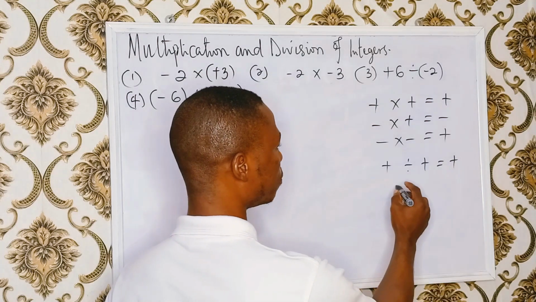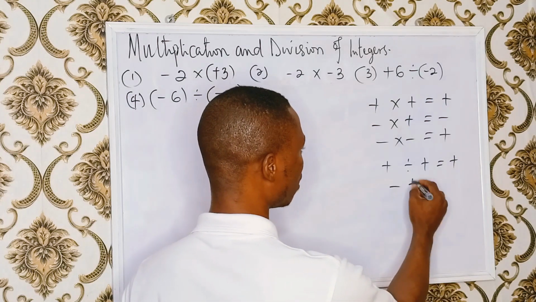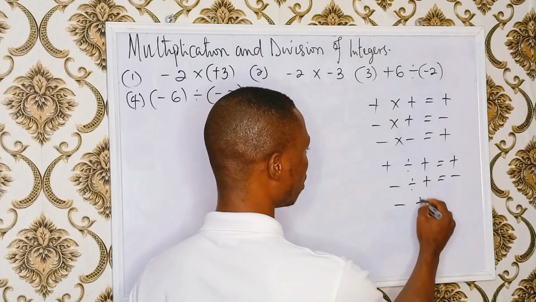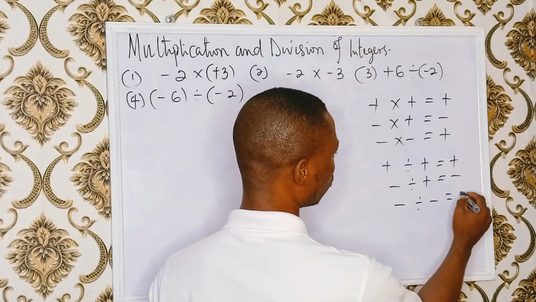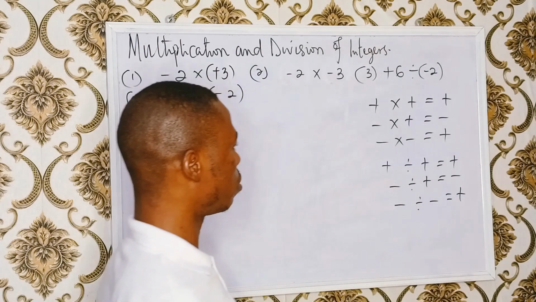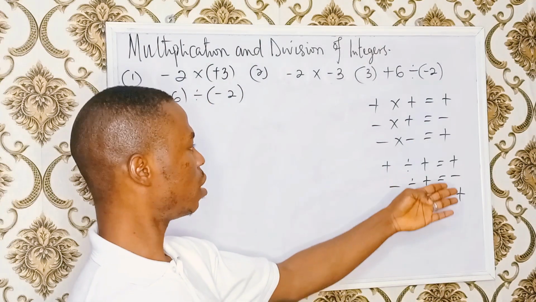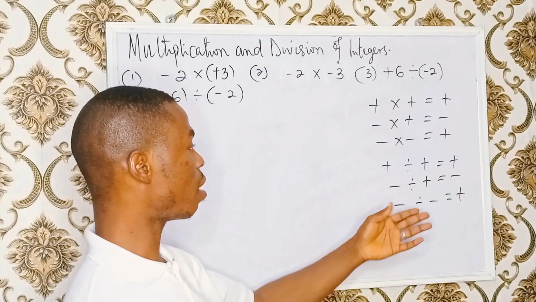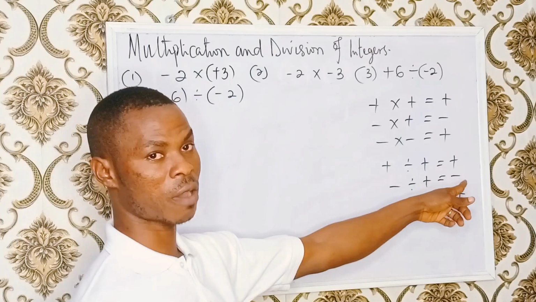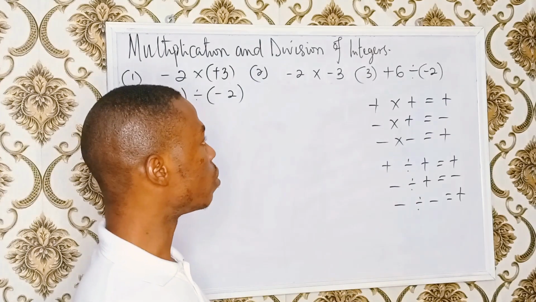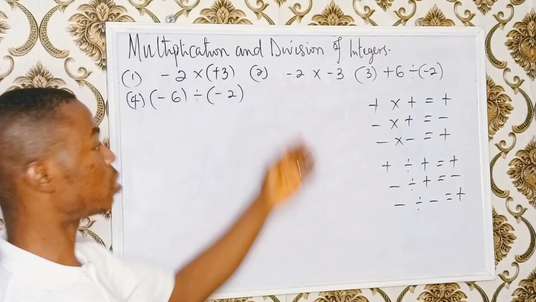And when you have minus divided by plus, it gives you minus. And when you have minus divided by minus, it gives you plus. So plus divided by plus is plus, minus divided by plus is minus, or even if you have plus divided by minus, you're still going to have a minus. So minus divided by minus gives you plus.